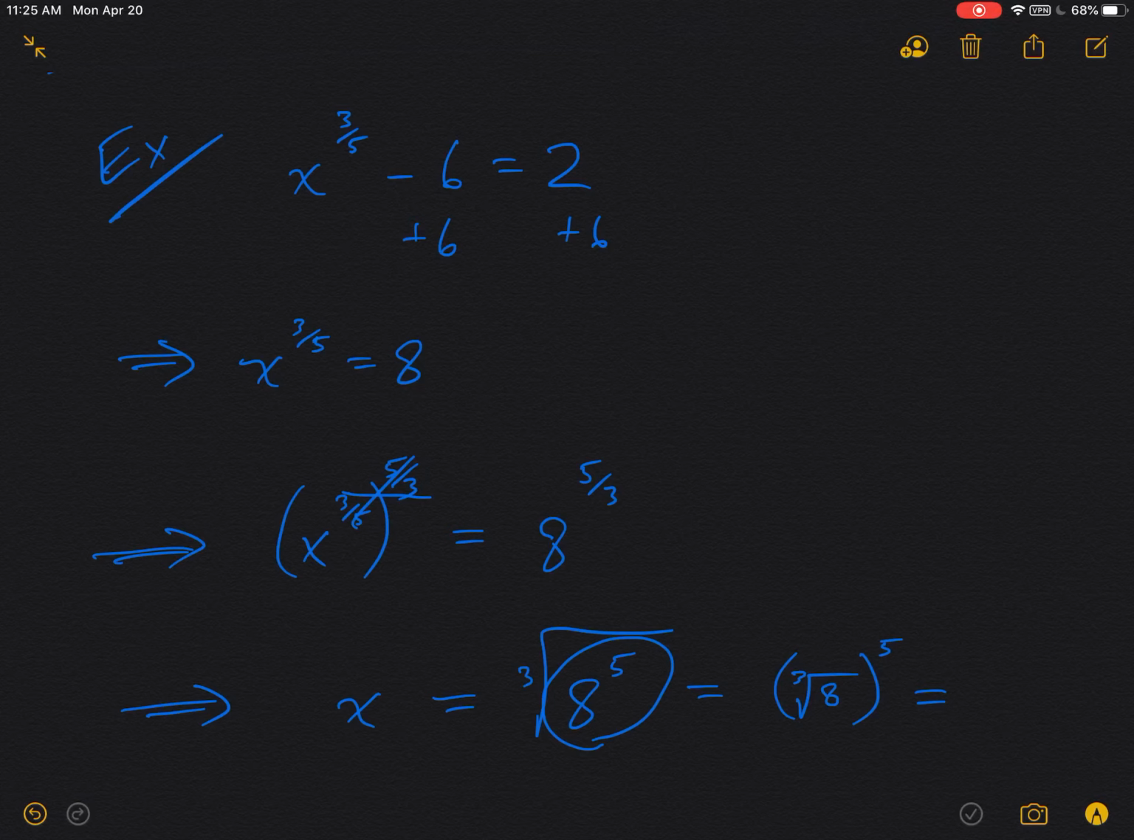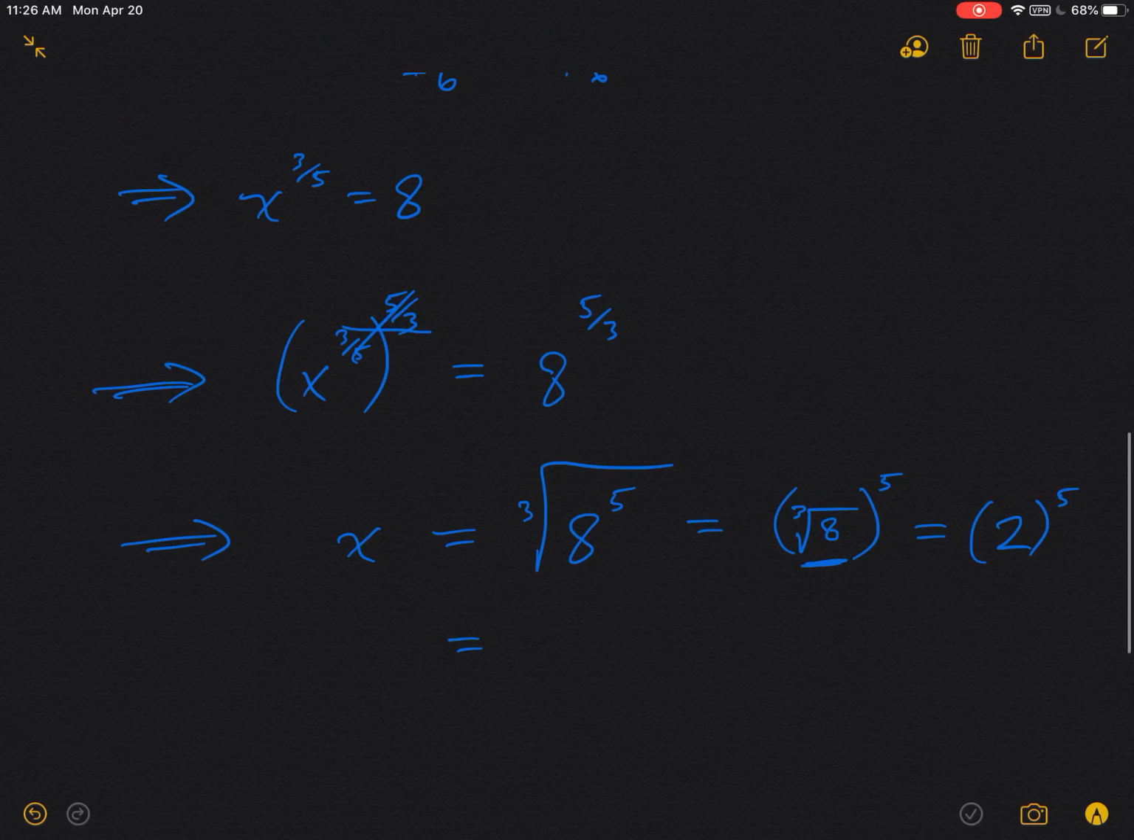Here I would have to compute 8 to the 5th power, which is gigantic, and then I would have to take a cube root of that, which is kind of irritating. Instead, I can take the root first, which would be the 3rd root of 8, so that's 2. And then after that, I can raise to the 5th power. So what we'll end up getting is 2 to the 5th, which is 32.